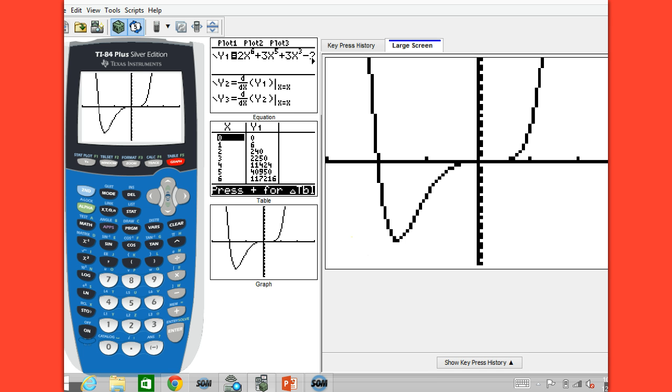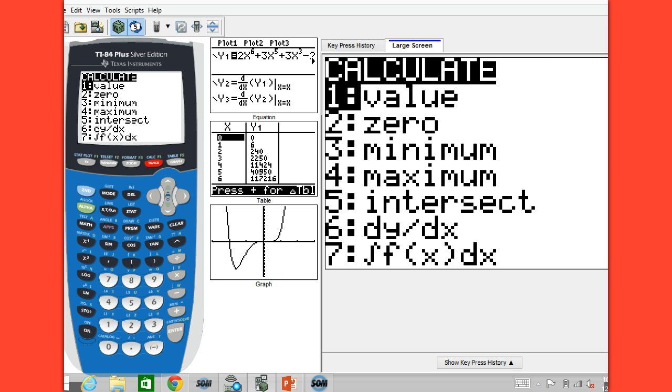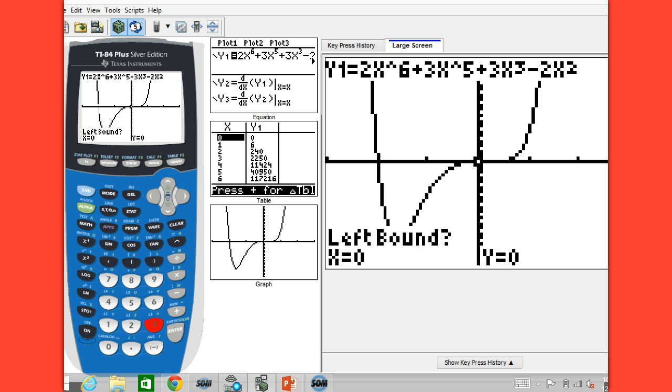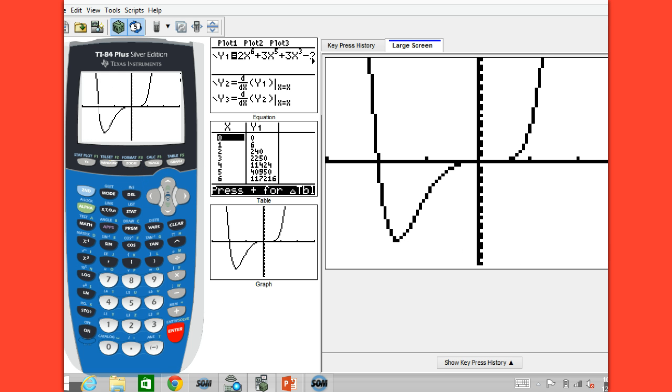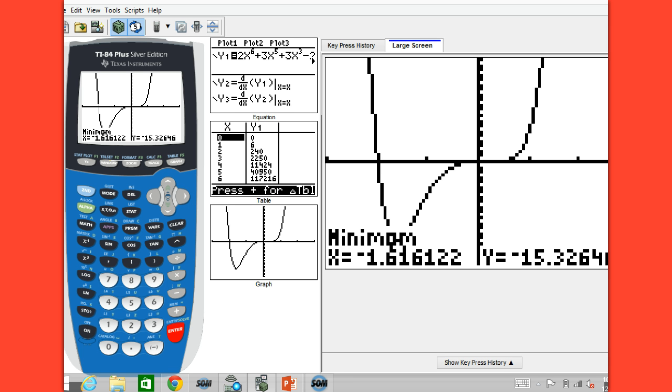What could I do? Second, calculate minimum, right. So I'm going to ask my calculator to find the minimum. It's going to ask me for boundaries because there could be multiple of them. So I'll come over here to the left and enter my left boundary, enter my right boundary and my guess. And it tells me that minimum accurate to 5 or 6 decimal places. So that's definitely enough.